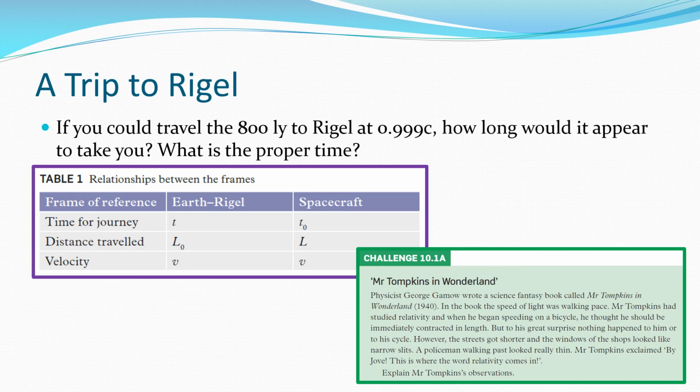So let's have a think about how long it would actually take you. What would be the proper time? We've got our little table here with our numbers. So on Earth, you're measuring the relativistic time. On the spacecraft, you want to measure the proper time, and that's what we want to calculate. The distance is proper distance on Earth, relativistic length in the spacecraft. It will appear shorter length to you, which we'll come back to later, and the velocity is the same.